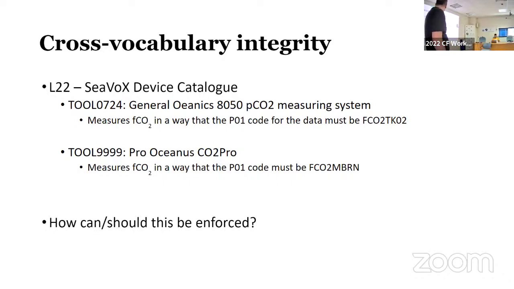And at the minute, there's one there, tool 724, which is General Oceanics Measuring System, which is great. And that system measures FCO2 in the way that the P01 code says for TKO2. It's got that huge long string, it does gas infrared technology with equilibration with air and all the rest of it. Brilliant. If I add another sensor, this Oceania CO2 system, that uses a membrane, it would probably use our hypothetical FCO2 membrane code that we created. The problem is that that data then cannot be linked to a column that says FCO2 TKO2. They're incompatible, because the method of measurement is built into the code, so they just won't match up anymore.